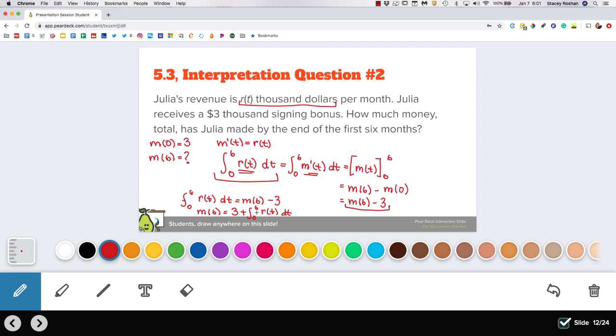money she makes. Okay, this is her rate that she gets it at. The antiderivative of the rate is going to bring us to the amount, right? And so remember that you have to add the 3 because that's the initial amount that she has. You're starting at 0, but she had $3,000 to begin with. So you can't forget to add that initial amount.